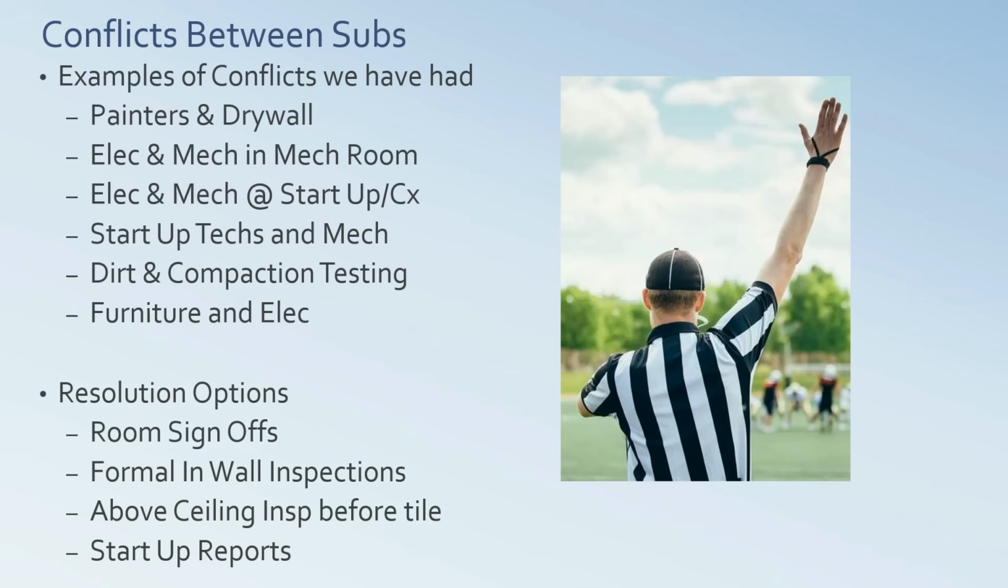They fight for space. We never get a mech room that's big enough, folks. I think the mech room should be like a four-car garage in every building, and they always give us a closet. So there's always going to be battles between those two. Electrical and mechanical at startup and commissioning, they're going to point fingers. It's going to happen. Startup checks and mechanical, you've got to get copies of those startup reports. That's a conflict we see all the time.